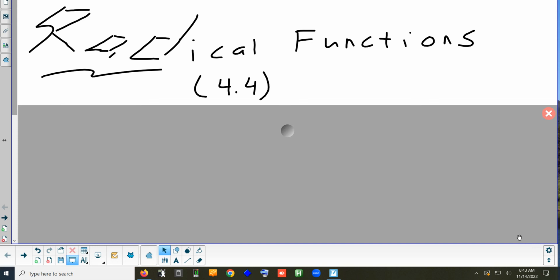Section 4.4, which is on one type of function called radical functions. And you can kind of see what I did there with the font. I did it like if there was a font called rad, I think that's what it would look like.